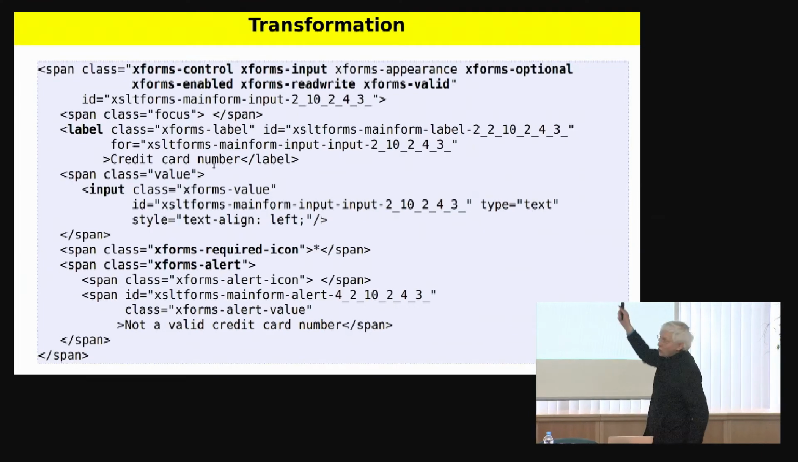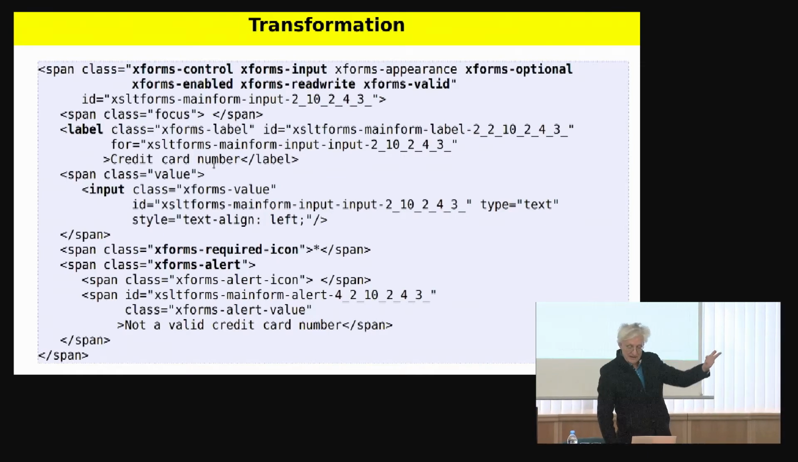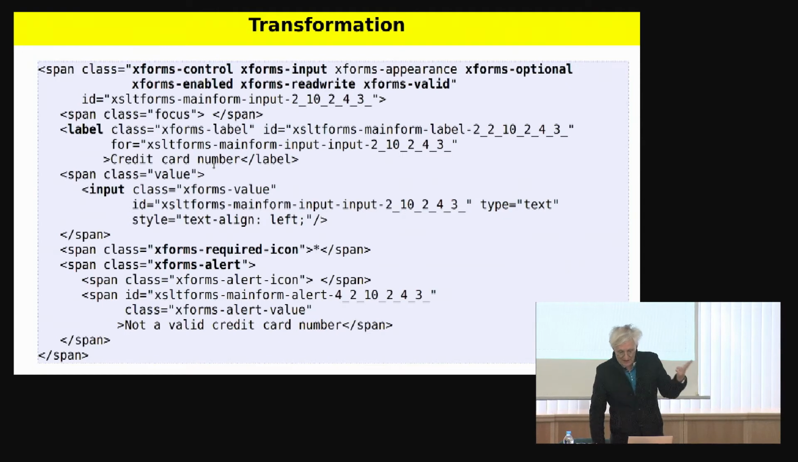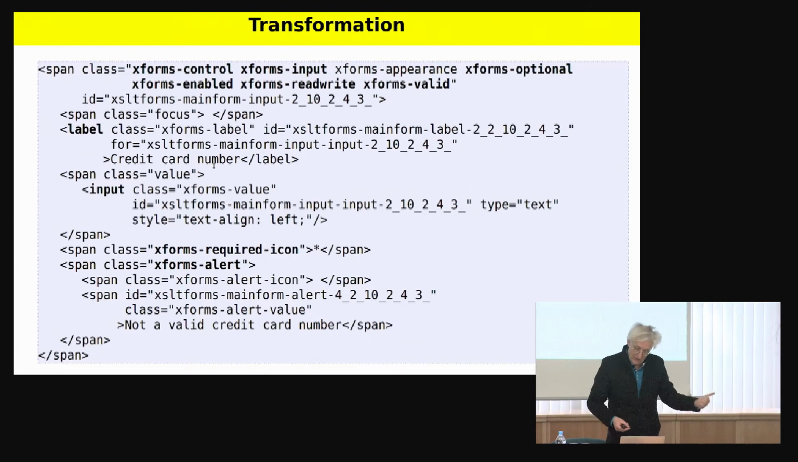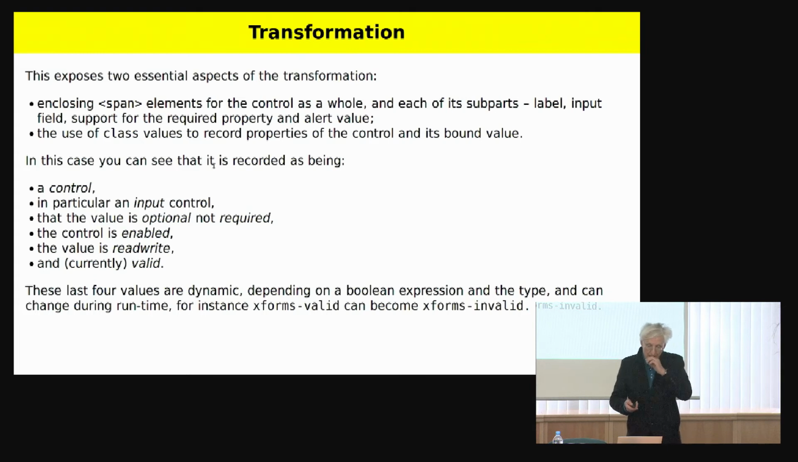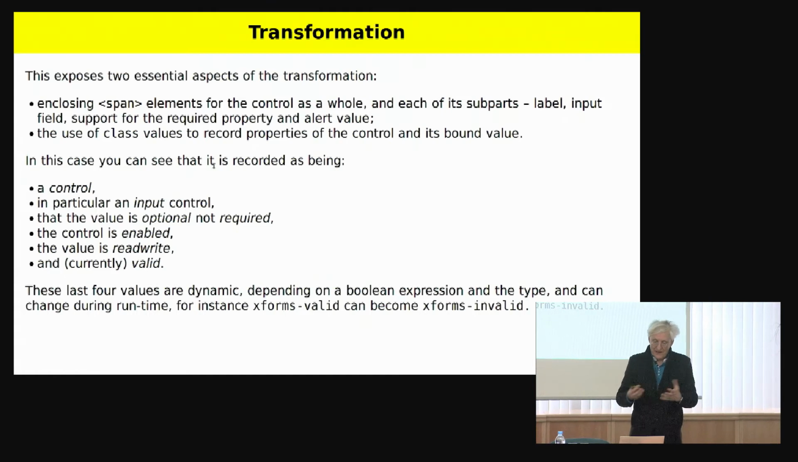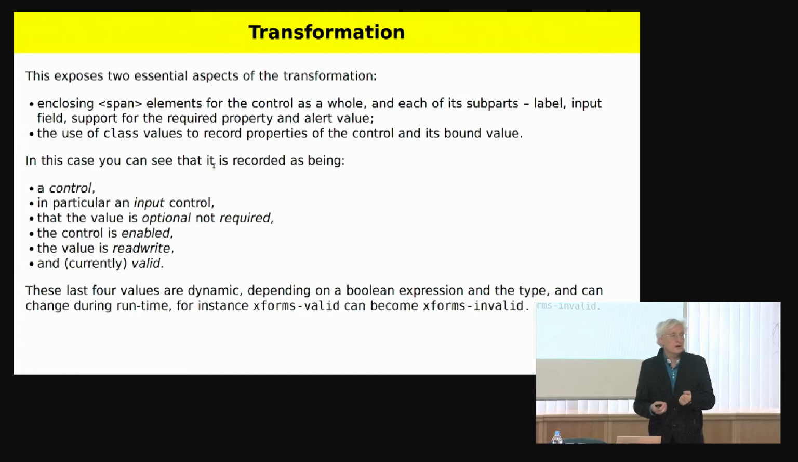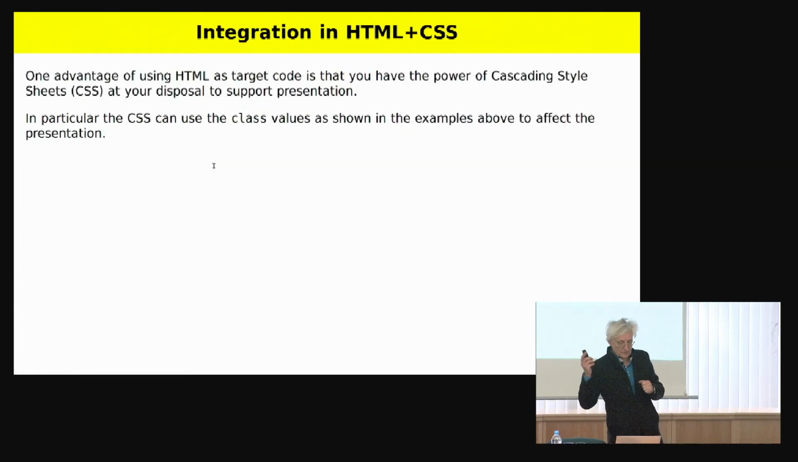What you also see is a lot of class values at the top there that say it's a control, that it's in particular an input control, that it's optional, that the control is enabled, that the value is read-write, and that the value currently is valid. And of course those last four, optional, enabled, read-write, and valid, they all depend on Boolean values in principle, and so they can change during runtime. For instance, XForms valid can become XForms invalid as a class.